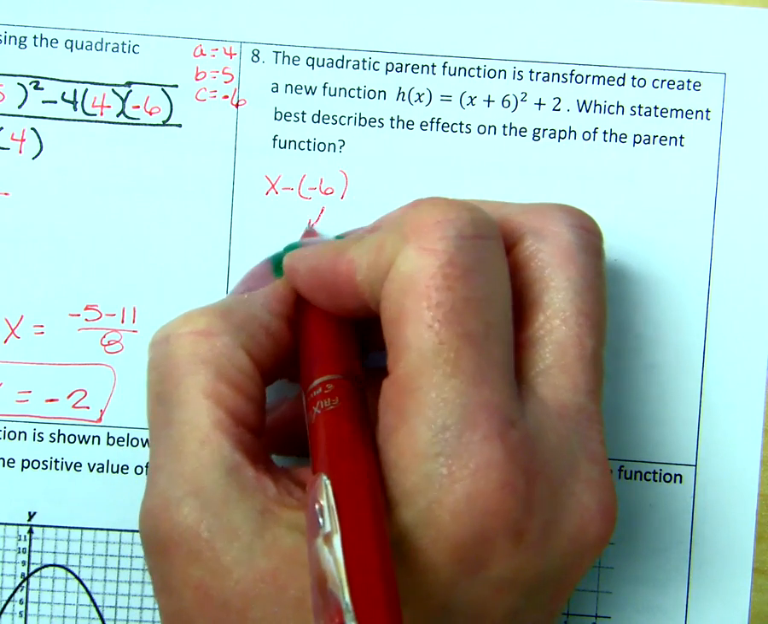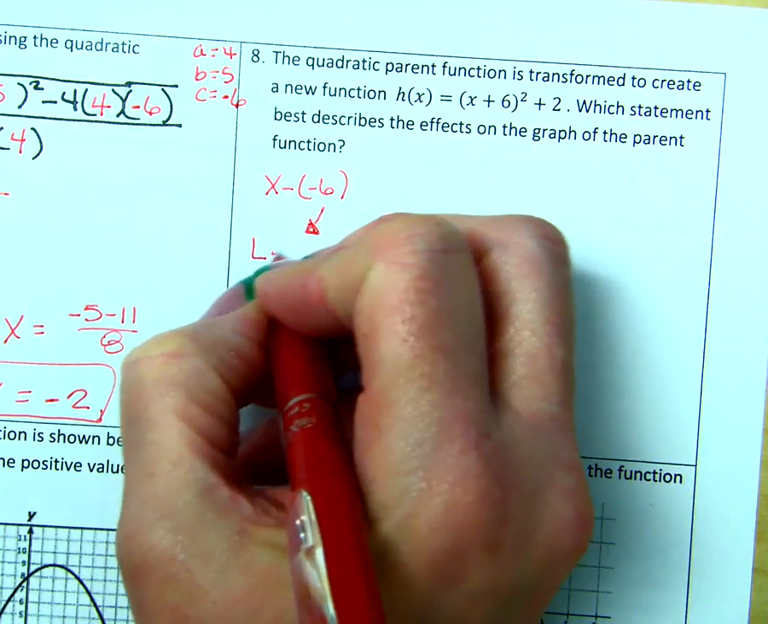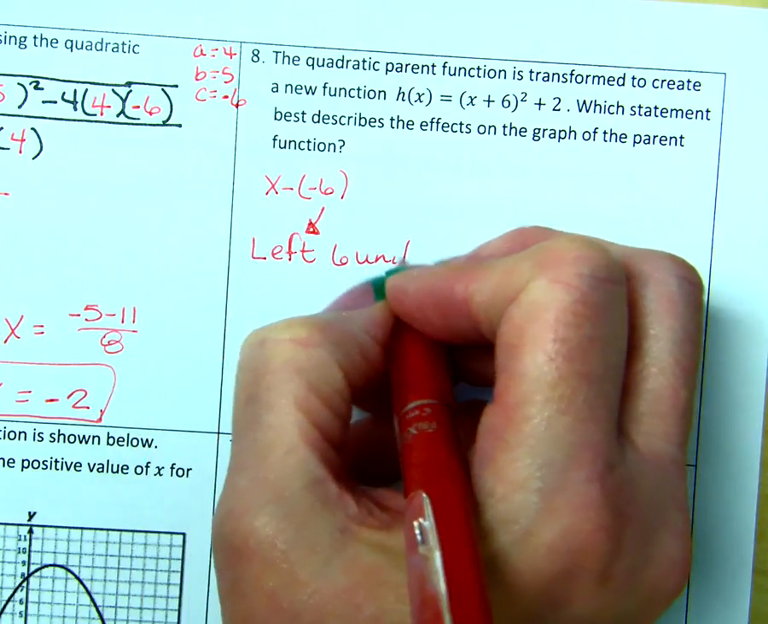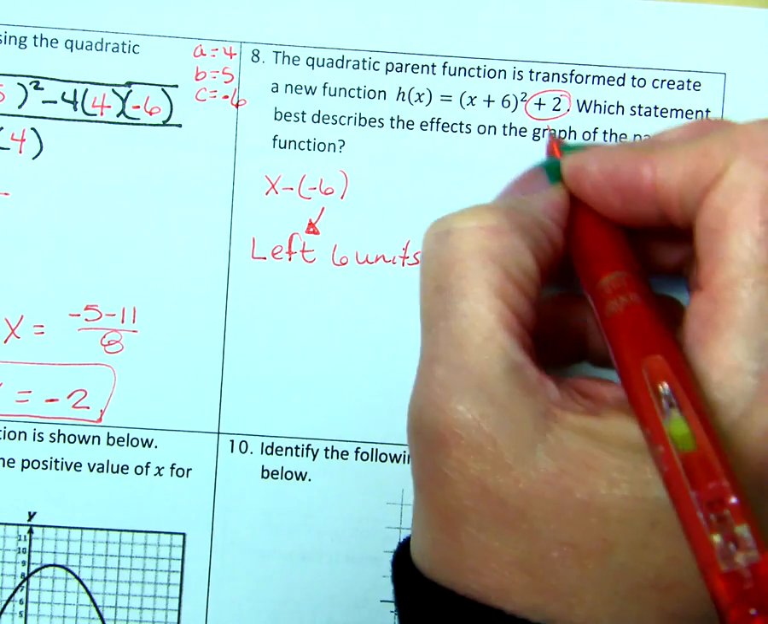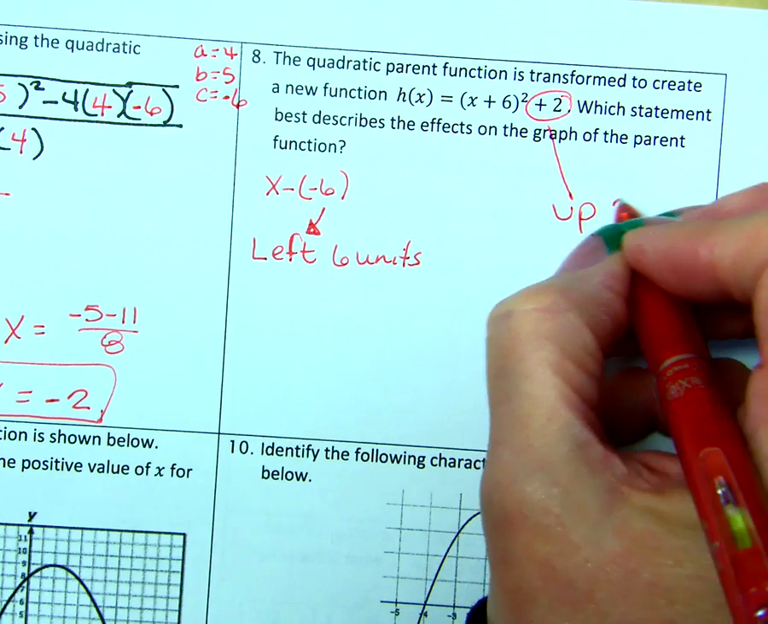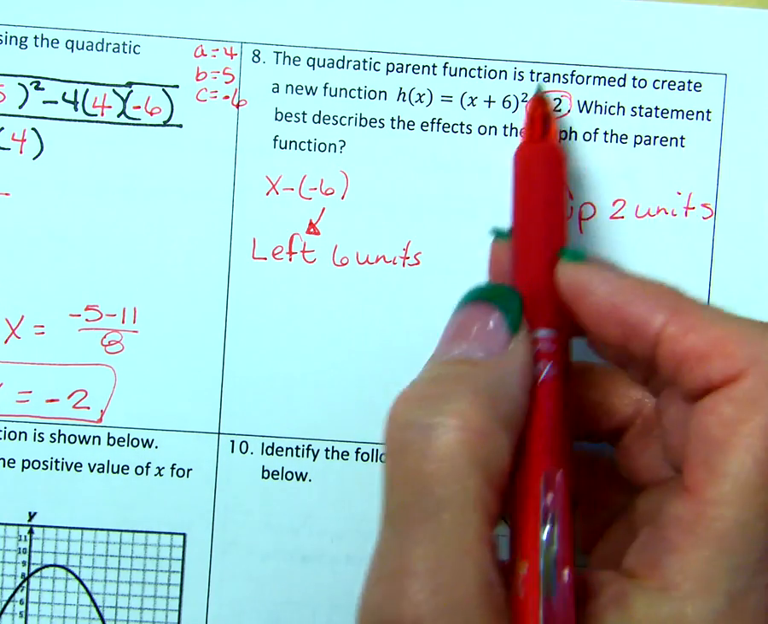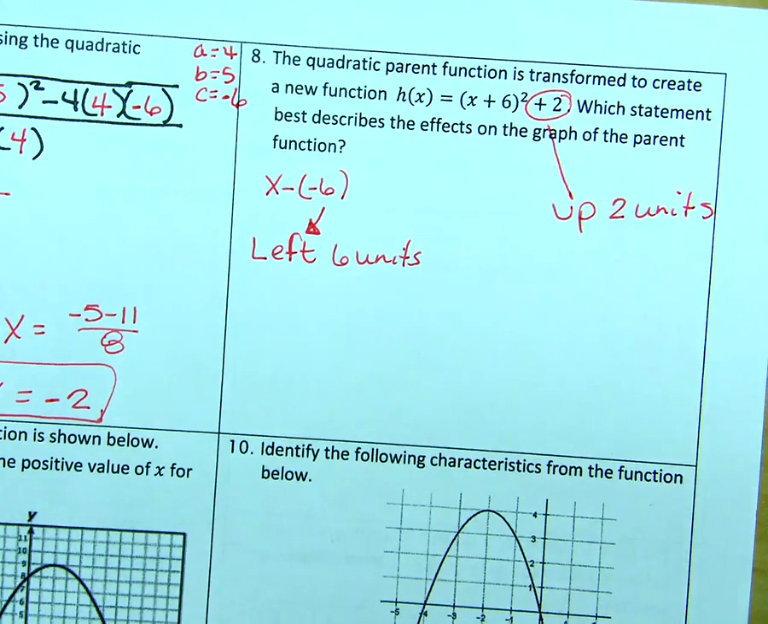So this tells us we have a left shift. We're shifting to the left 6 units. And the +2 here says that we are going up 2 units. So this is a vertical shift, this is a horizontal shift.